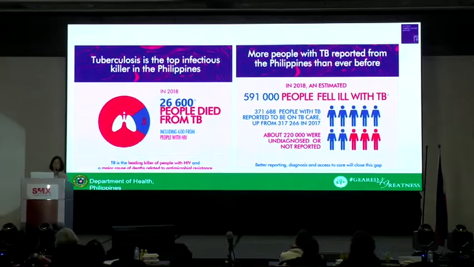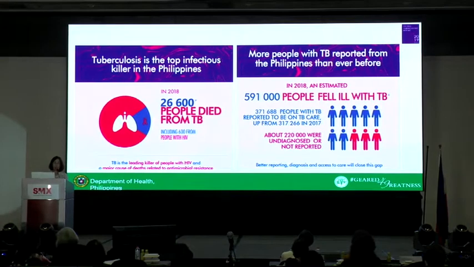If we compare our country with other ASEAN countries, we have the highest incidence rate. So we have 554 per 100,000 population, and that is about 591,000 TB cases. And if you notice, the next country from us is only 338, so very high TB incidence rate. So for 2018, this is our accomplishment. There is about 26,600 TB cases that died.